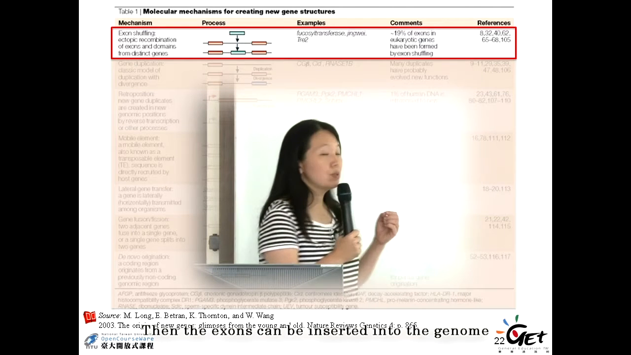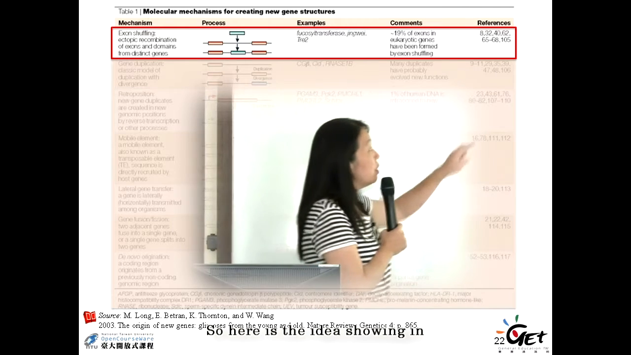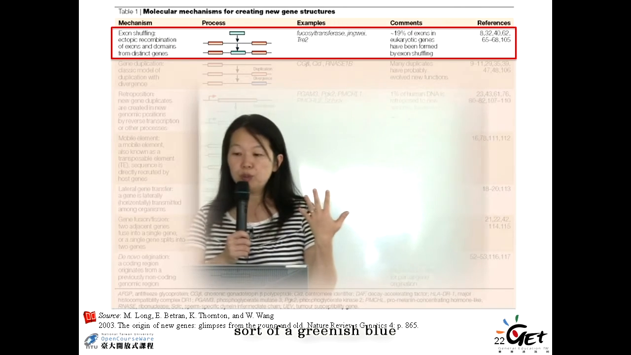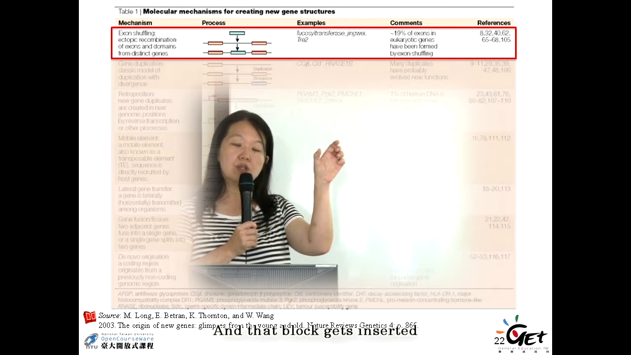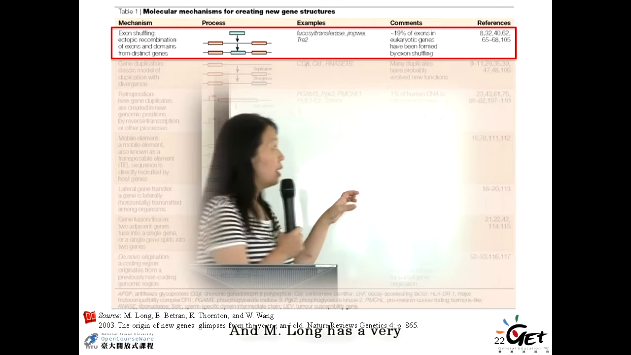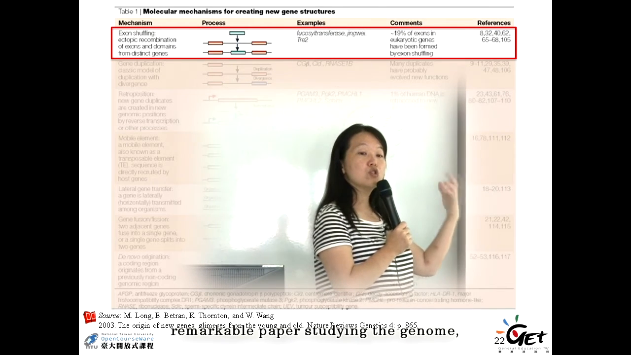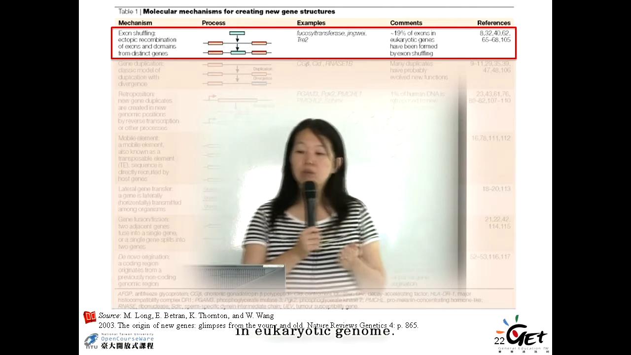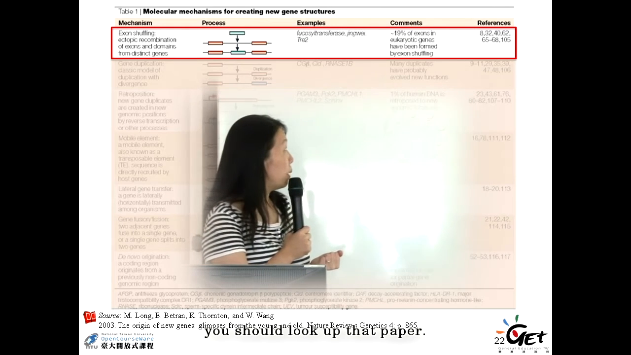Then the exons can be inserted into the genome. So here is the idea, showing in greenish blue, and that block gets inserted into the intron of a gene. And Manuel has a very remarkable genome-wide study of how likely this is to be the mechanism in eukaryotic genomes. So if any of you are interested, you should look up that paper.